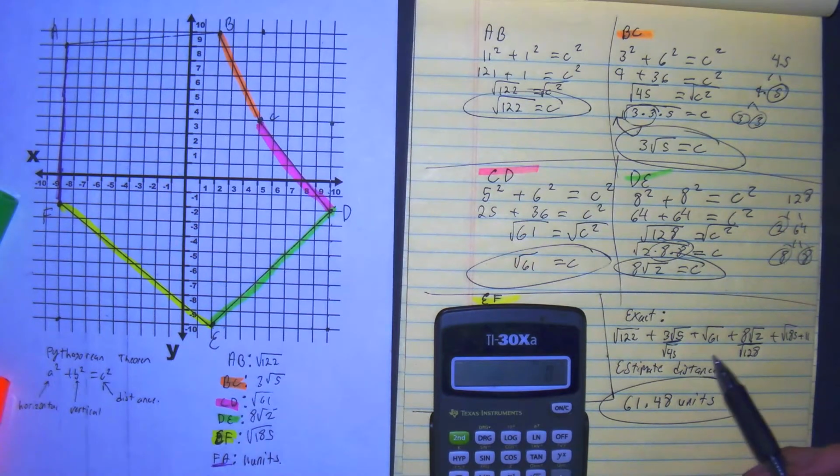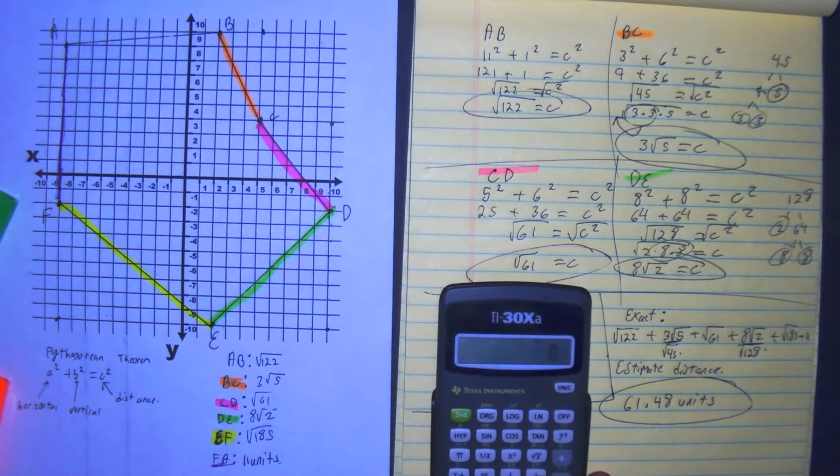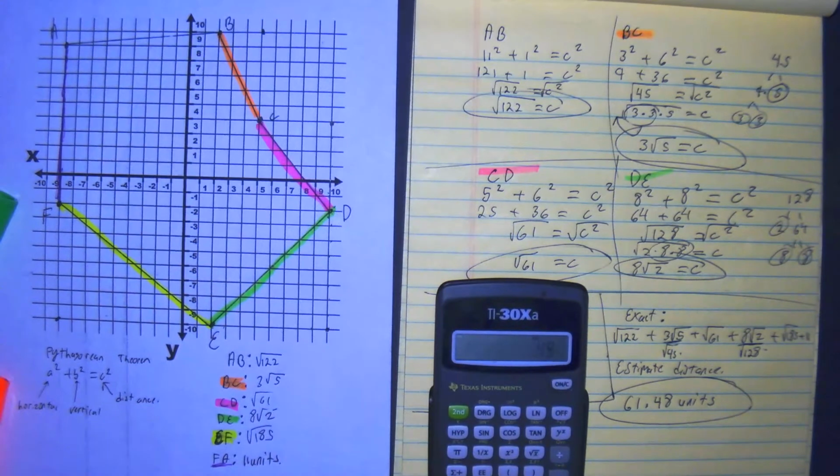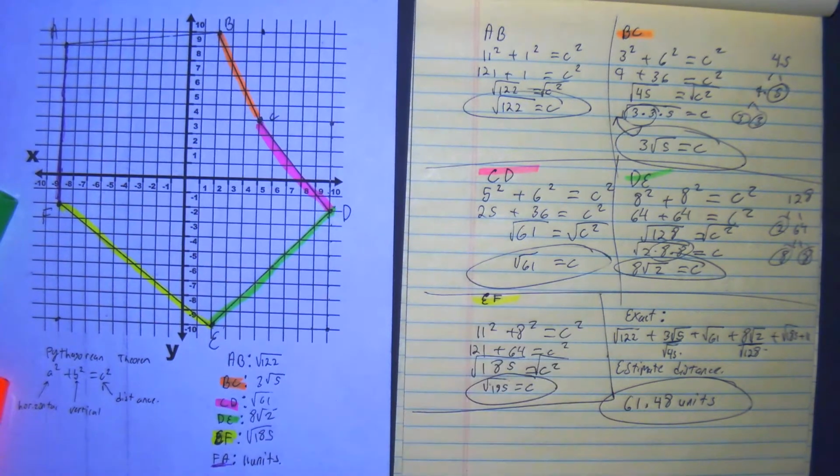I suggest you just use these so you don't have an error in the calculator, but you could do it either way if you have more of a WYSIWYG calculator. Let's try it one more time and we'll be finished. 122 square root plus 45 square root plus 61 square root plus 128 square root plus 185 square root plus 11. Well, we did it twice. Looks pretty good to me. Our answer should be 61.48 units. And that's all we got. All right.